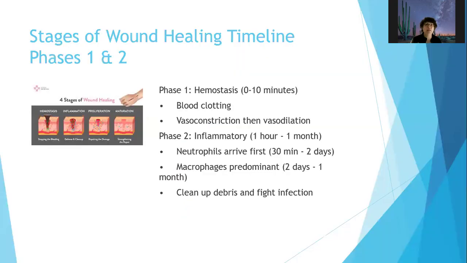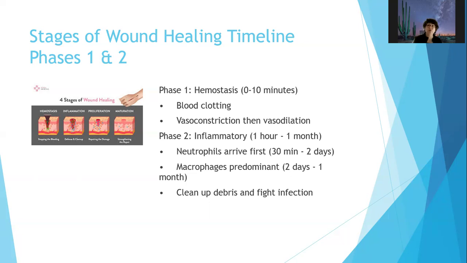So the stages of wound healing, the first stage, which is in the first 10 minutes of the wound, basically, and let's say that this is a big skin wound. First, blood has to clot for hemostasis to keep you from bleeding out of the wound. And so you get vasoconstriction to help with that blood clotting, and then you get vasodilation to lead into the inflammatory phase, which is where the fluid and the neutrophils, the macrophages, and everything is going to come in.